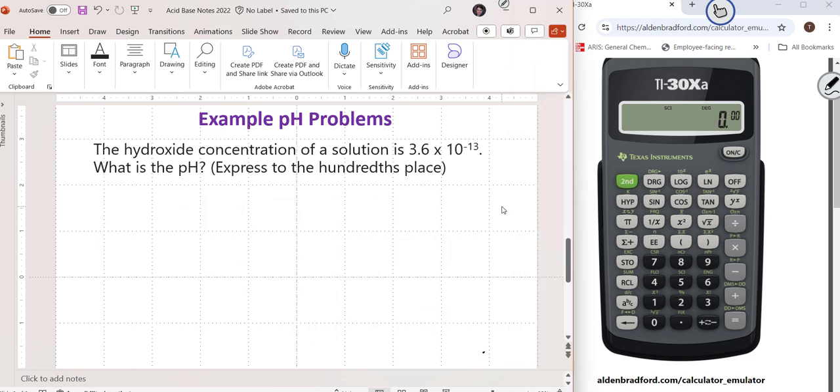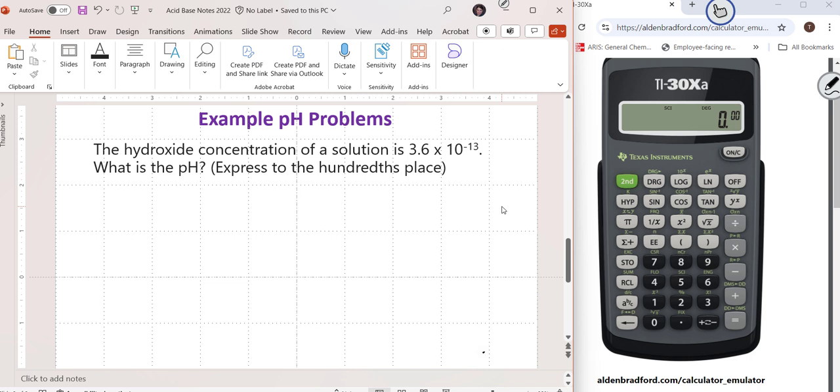In this problem, it says the hydroxide ion concentration of a solution is 3.6 times 10 to the minus 13, and that implies units of molar. What is the pH? For me, I think it's easier to find pOH and then find the pH. So how do I find pOH?